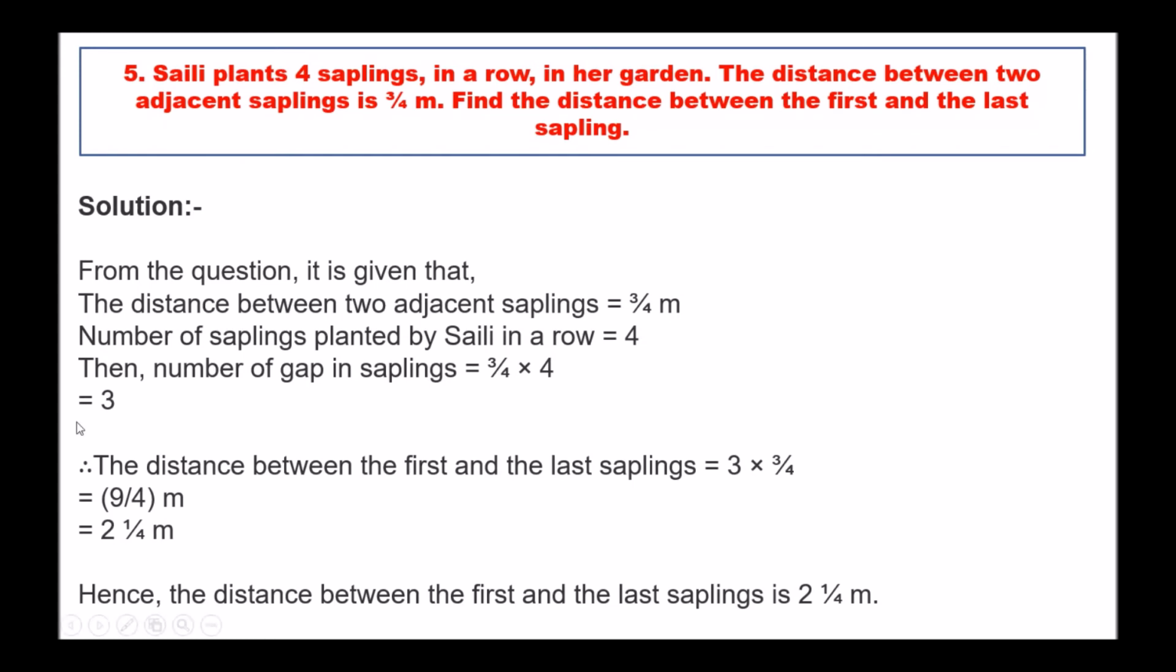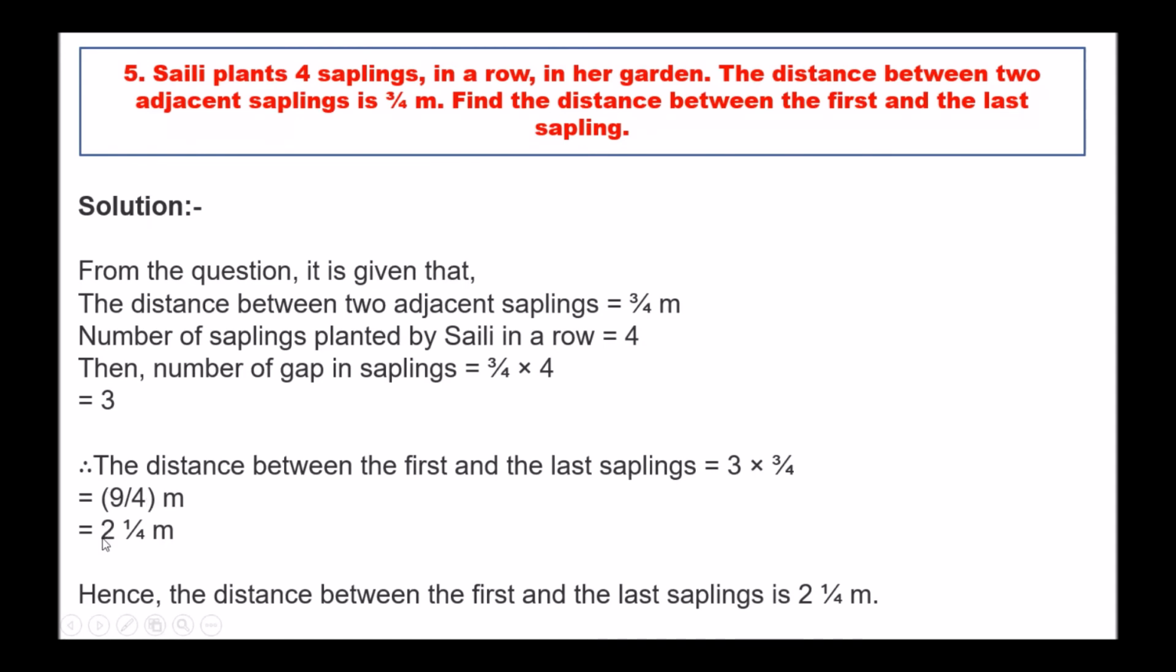So in the question it is given that the distance between 2 adjacent saplings is 3 by 4 meter. Number of saplings planted by Shelley in a row is 4. Then the number of gaps between saplings is 4 minus 1, so it is 3. The distance between the first and the last sapling equals 3 into 3 by 4. So it is 9 by 4 meter.